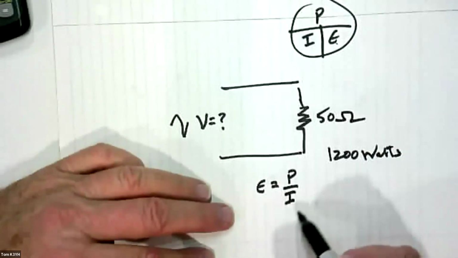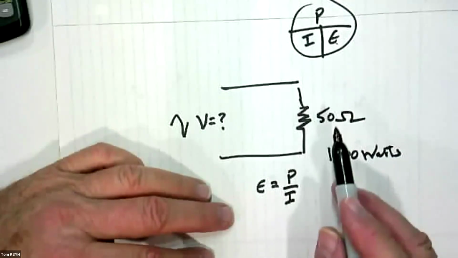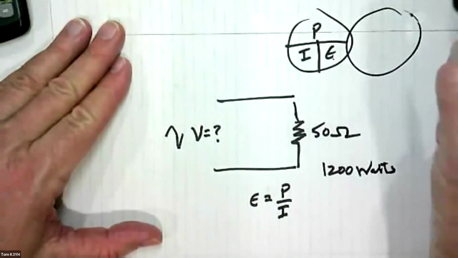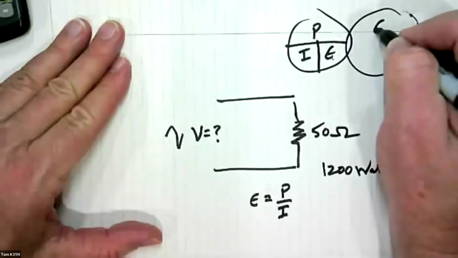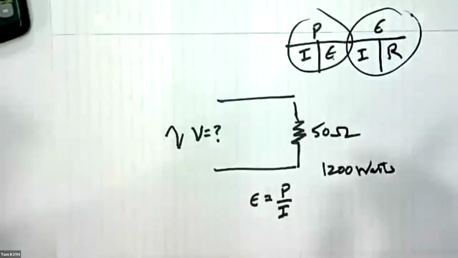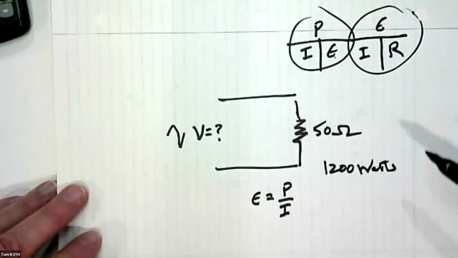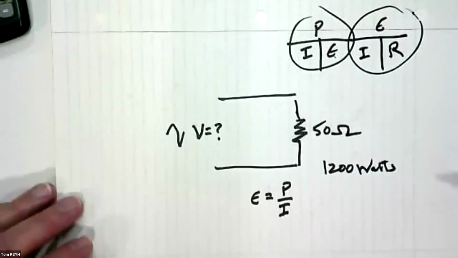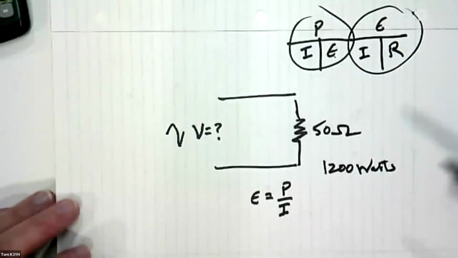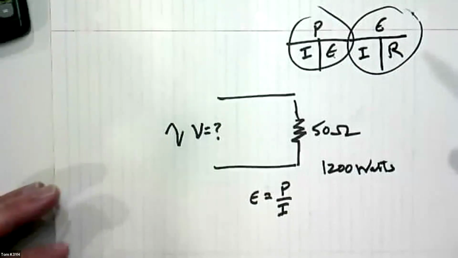Okay, and just like some of the previous problems, we don't know I. We've only been given the resistance here, so we have to go to the Ohm's law side of things and see how we're going to solve this. I have 50 ohms and 1200 watts. Where am I going to go here?